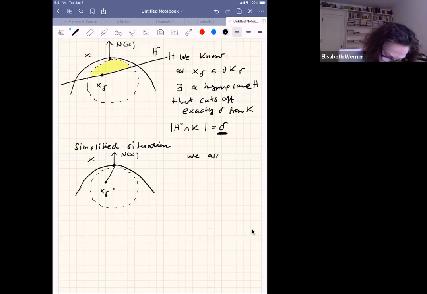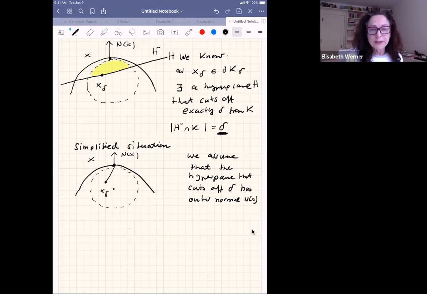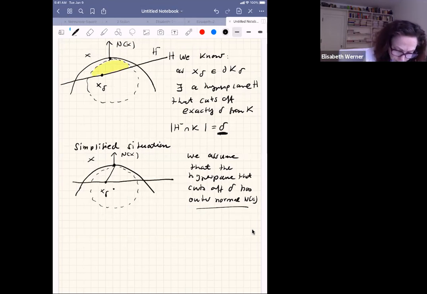we assume that the hyperplane that cuts off delta has also autonormal nx, which of course is absolutely not necessarily so. But just to explain the idea, otherwise it's getting too technical, let's assume for the moment that our hyperplane H, which in general of course looks something like so, is like so, that it also has autonormal nx.